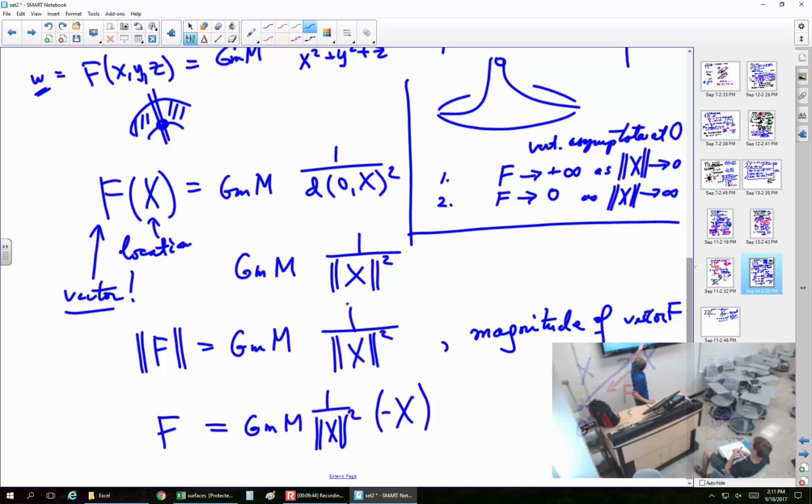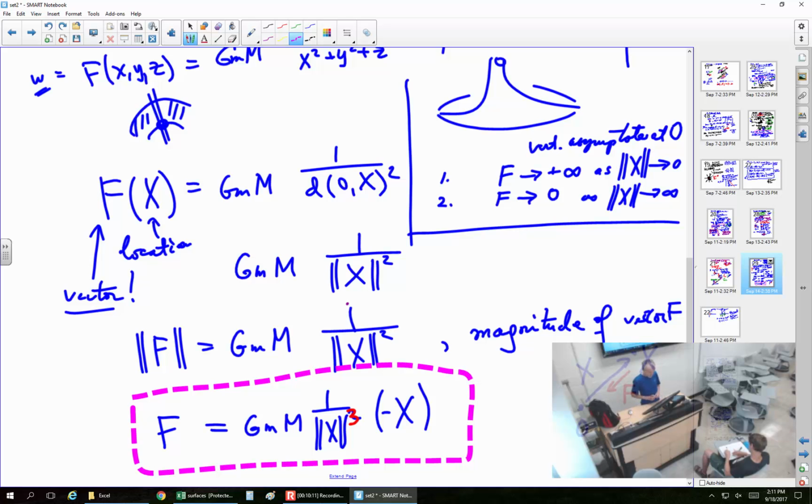So we have to adjust this formula in order for the magnitude to work out correctly, and the answer is simply we put a 3 here instead of 2. Adding x here, I'm also adding the magnitude of x in the numerator. So to cancel that out, I need an extra magnitude of x in the denominator. So that will be the form of Newton's law, the vector form of Newton's law of gravity.